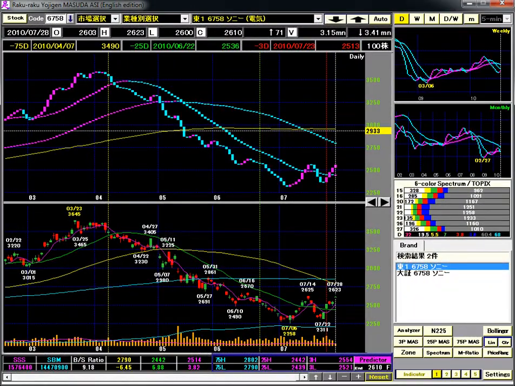Hello again and welcome to Lesson 5 of the Masuda Ashi introductory course. Today we're going to talk about basic patterns for the Masuda Ashi chart and their application.